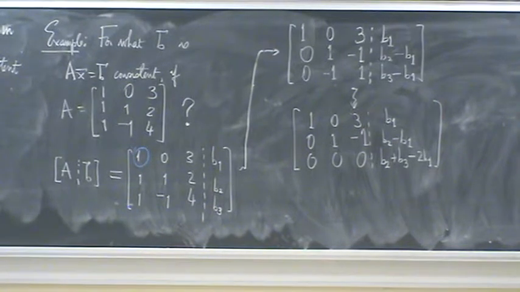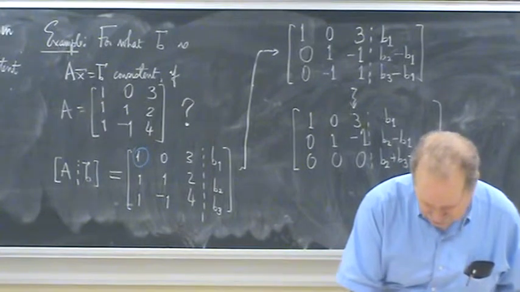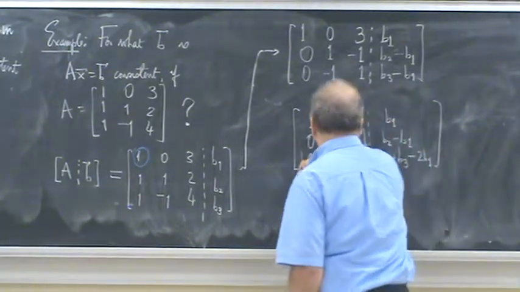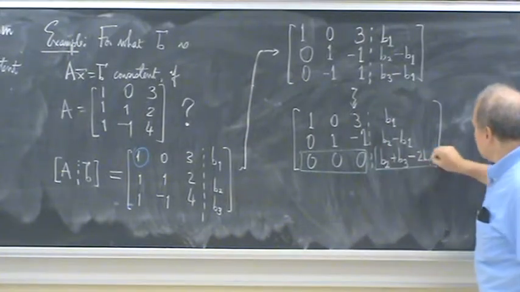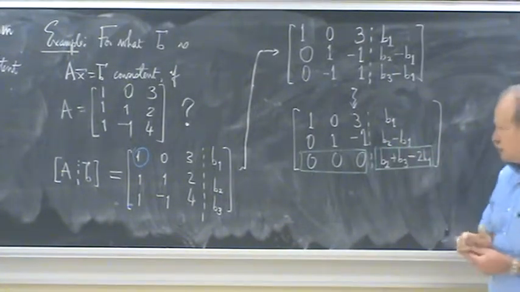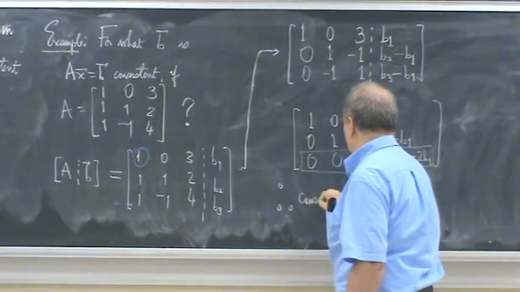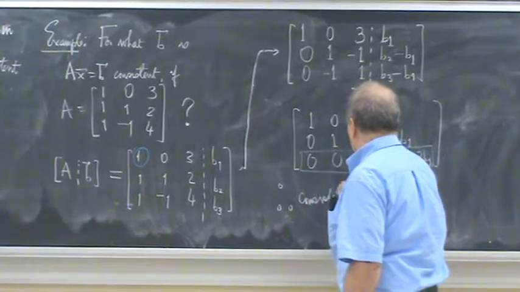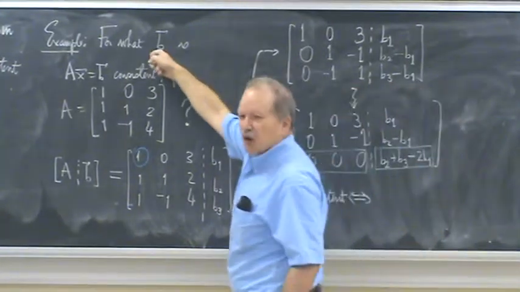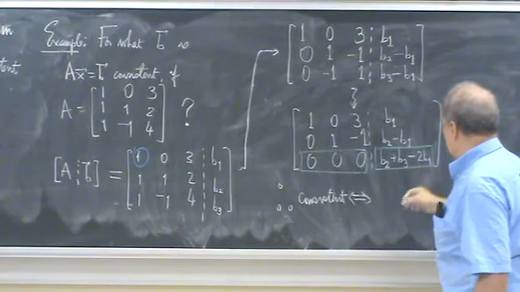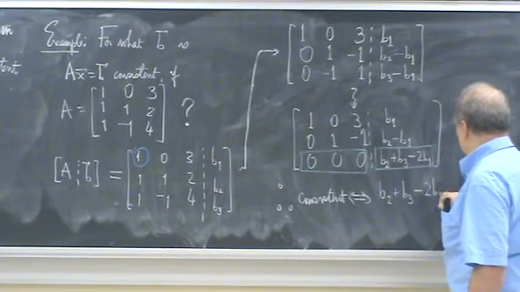So we're back to what we've been talking about earlier. You have a row of zeros here. So to have consistency, this has to be... so consistent if and only if this vector b, whoever it was, satisfies the equation that b2 plus b3 minus 2b1 is 0.